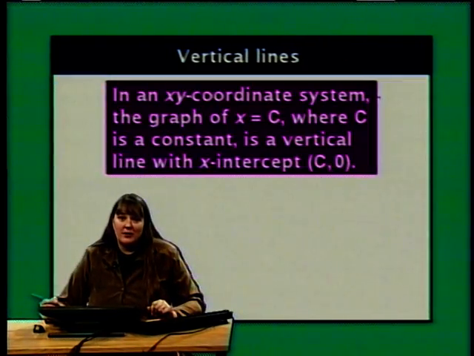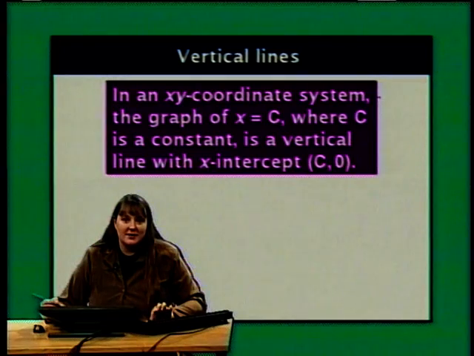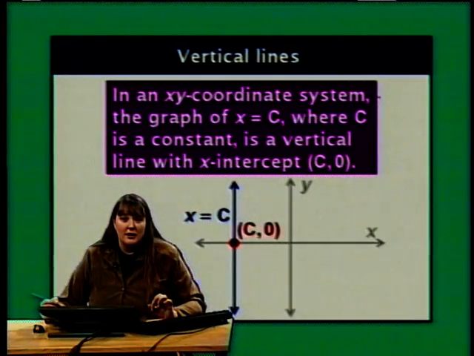In an xy coordinate system, the graph of x equals c, where c is a constant, is always going to be a vertical line with x-intercept (c, 0). In this diagram, I have the vertical line x equals c in blue. C here is a negative number, since the line lies to the left of the vertical axis. And the horizontal intercept is (c, 0). In this case, the x-intercept is (c, 0).